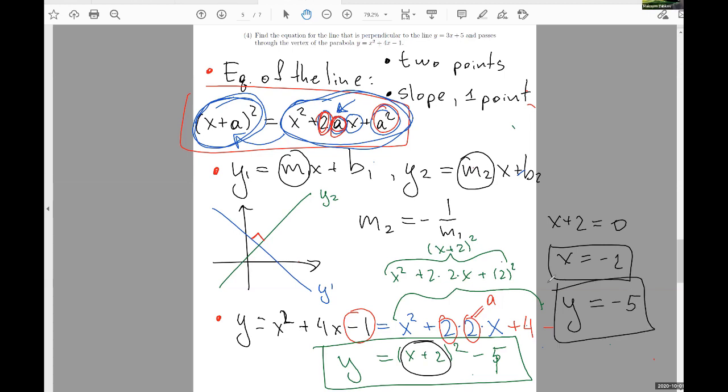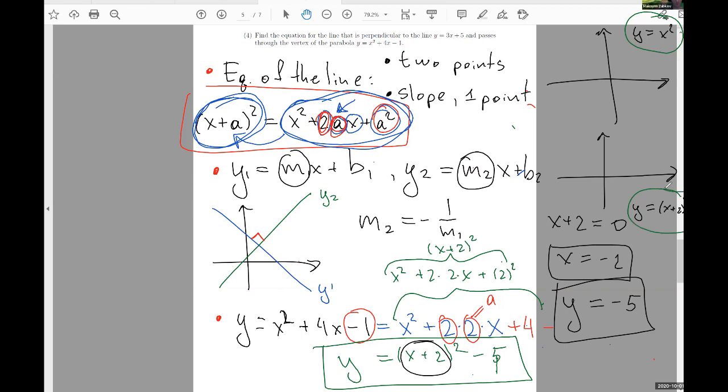But another approach to think about this: we start with a parabola y is equal to x squared, and we're going to get the parabola y is equal to (x plus 2) squared minus 5. Can you tell me what kind of function transformations you need to perform, and how many, to get from y is equal to x squared to y is equal to (x plus 2) squared minus 5?